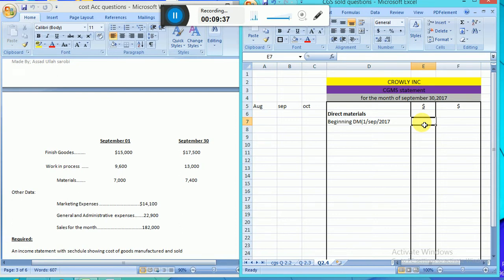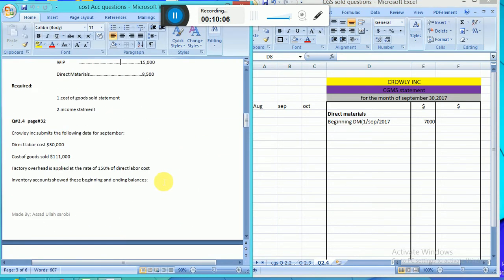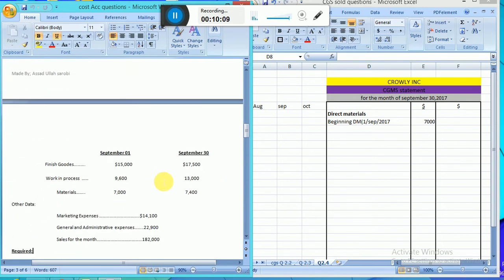So we have the beginning material on September 1st, how much? These 7,000. So I will write 7,000 direct material. During the month of September, from 1st September till 30th September, we also made some purchases of direct materials. We must have made purchases. But if we look at the question, purchases are not given. There is nothing about the purchases. But we will use our own common sense.